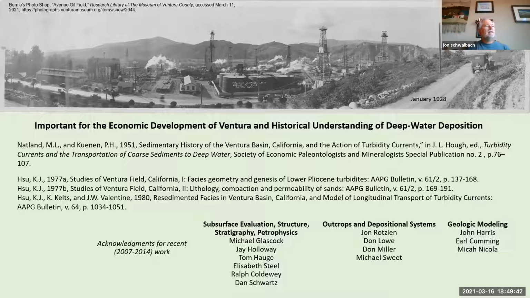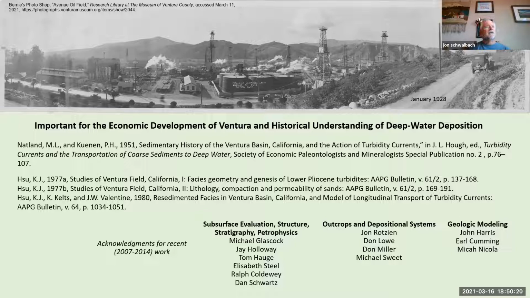And then in the late 70s and early 80s, Ken Hsu, who was with Shell at the time, published a bunch of important papers about turbidites using Ventura as his framework. He talked about geometry, he talked about facies, he talked about rock properties, and these really, I think, set the stage for a lot of future studies. And he also identified some of these elongate lobes in the basin, which I think were kind of a first here.